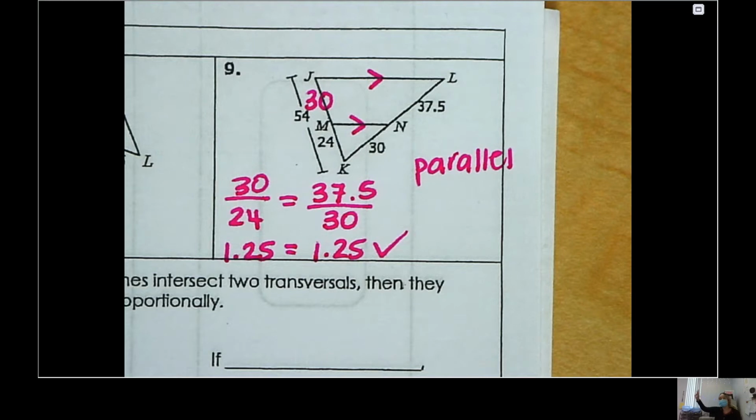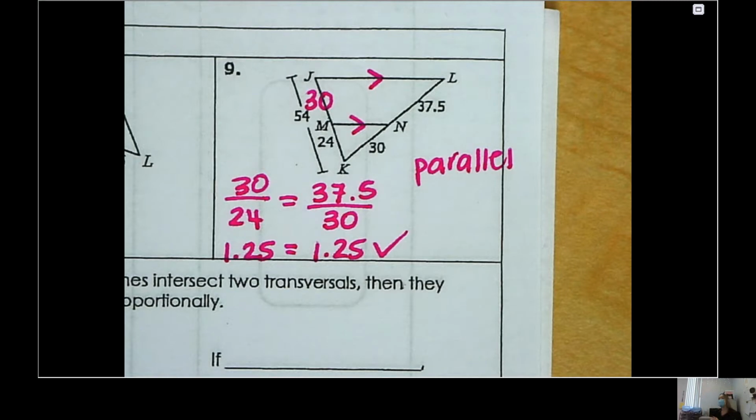Did anybody flip it the other way? You could have done 24 over 30 and 30 over 37.5. You would have gotten, I think it's like 0.8. You should have gotten 0.8 for both of them. I got 1.25 and then 0.8. Which tells me that what you did is you flip-flopped. You probably did 30 over 24 and then you did 30 over 37.5. You didn't do them both in the same order.